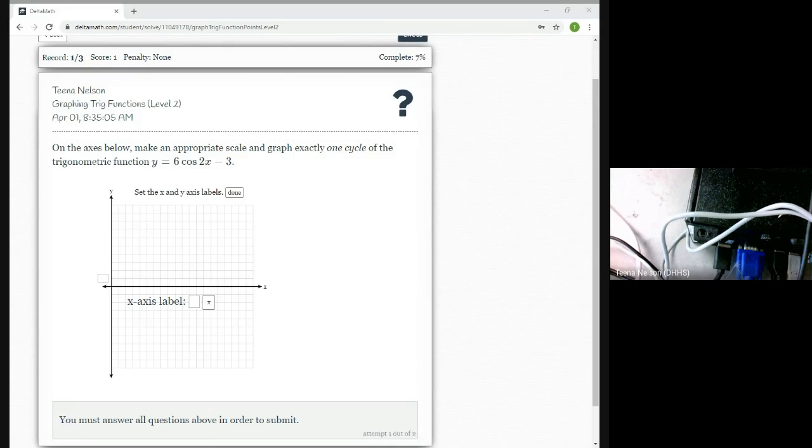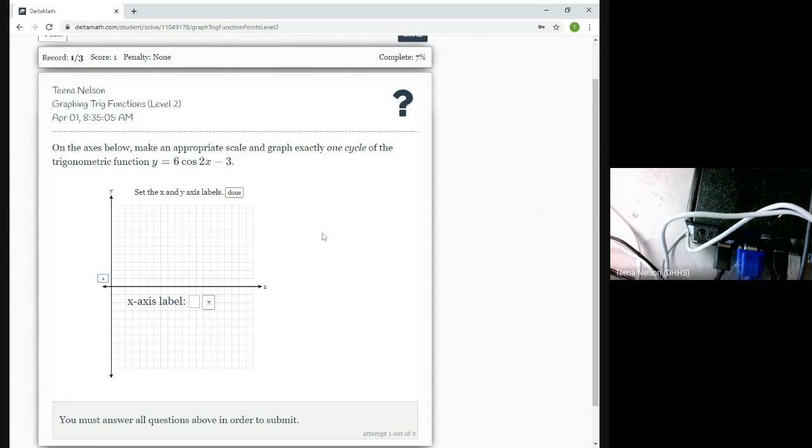I'm going to have to go down 6 from that. So my lowest point is going to be at negative 9. So I'm going to count my grid marks to make sure if I just count by ones, I'm going to be able to go down to negative 9. So 1, 2, 3, 4, 5, 6, 7, 8, 9. Okay, so I'm going to put a 1 right here because this is going to be my scale.